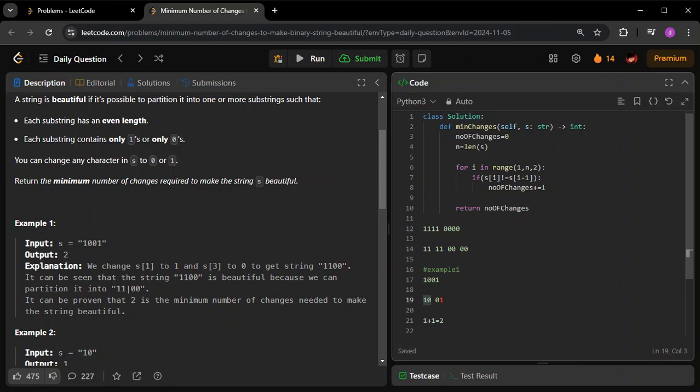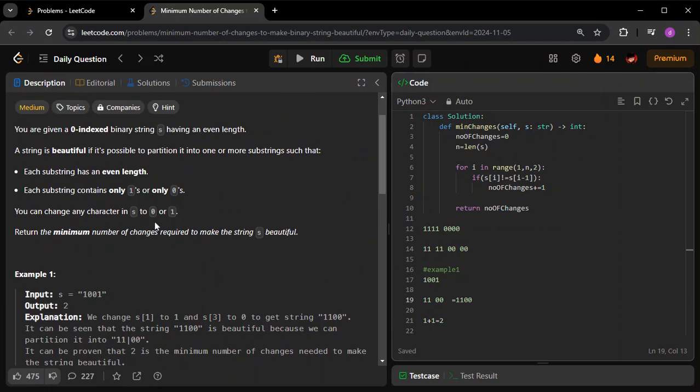The question is, what is the minimum number of changes that you have to do? For example, if I made it 1, and let us say I made this 0, whatever you do, that is up to you. But remember, when you join it back, that is going to be 1100, and it is going to be a bit string.